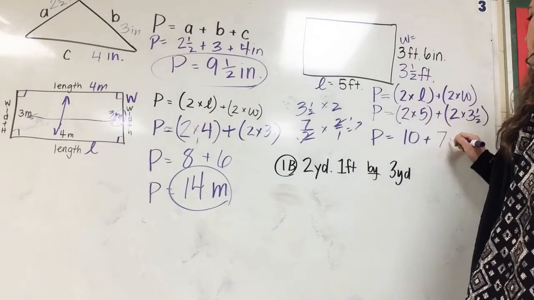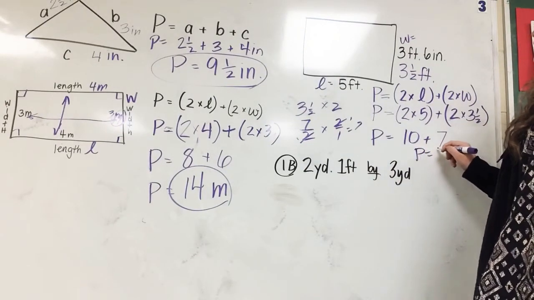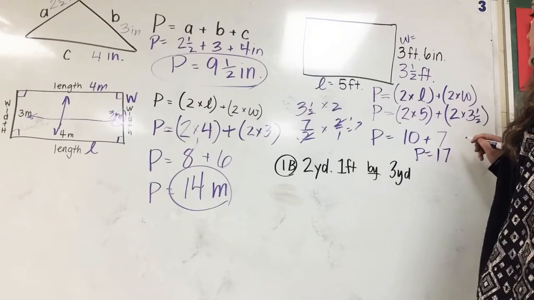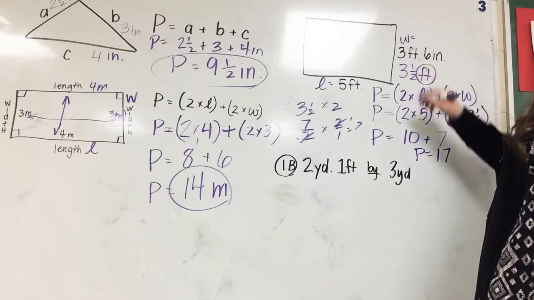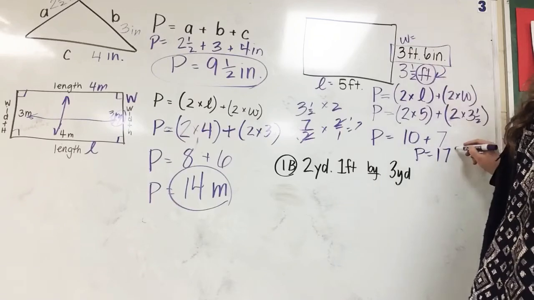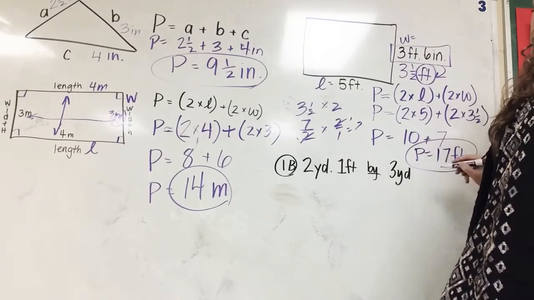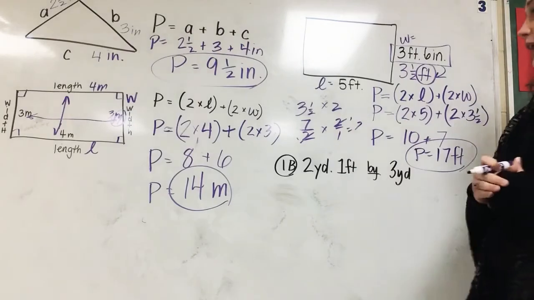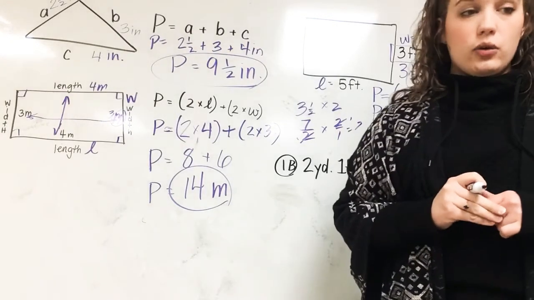So I have 10 plus 7, which our perimeter is then 17. 17 what? We're working with feet. We converted this into feet, okay? Our perimeter is 17 feet. Okay, now I'm on your book.